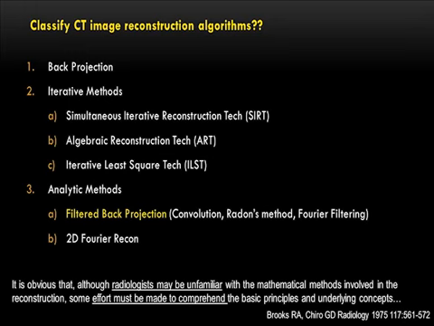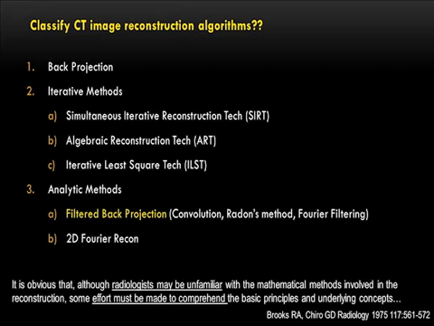What this classification in 1975 said is that either we have a back projection method, or we have an iterative method, which included a simultaneous iterative reconstruction technique. It has the algebraic reconstruction technique. This was the technique used in the first version of the EMI scanner, so IR has been there for a long time. Then we have the iterative least squares technique, and then there were analytic methods, which included the filtered back projection and the 2D Fourier reconstruction.